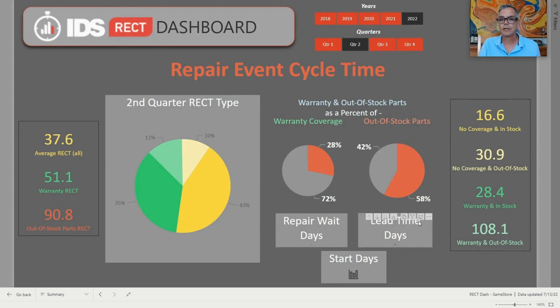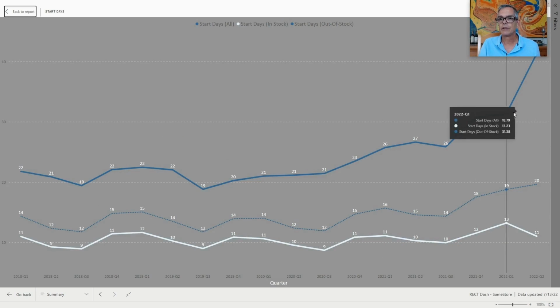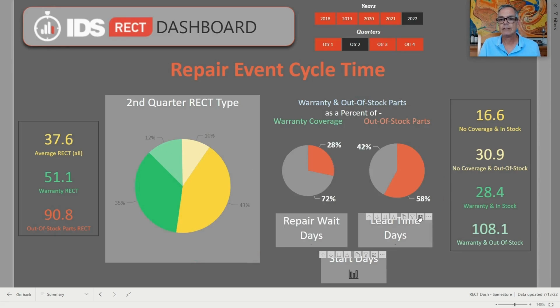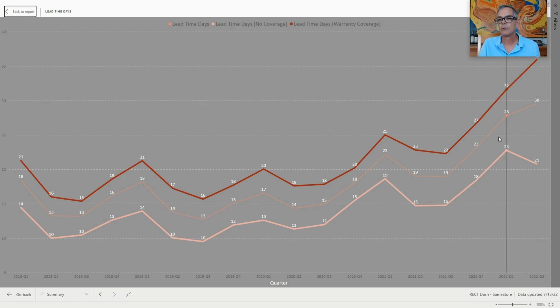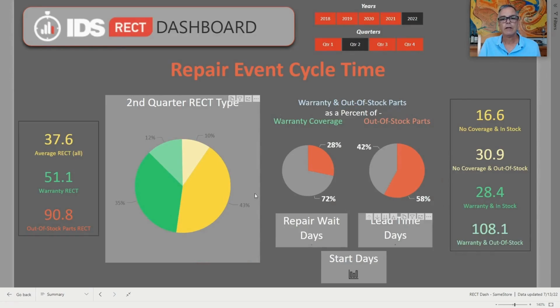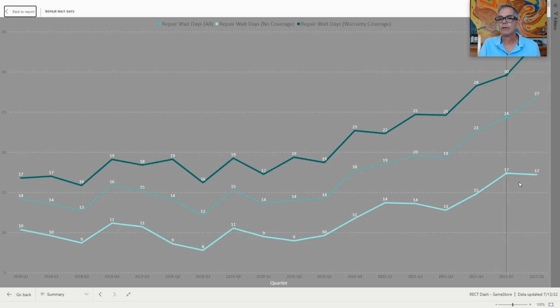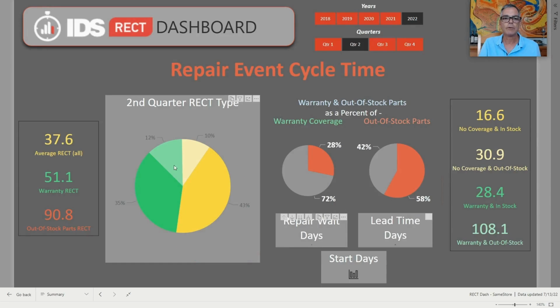Take a look at it, because it's really having an impact on start days when there's both warranty and out of stock parts. Like I said, that's gone way high. Lead time days is really starting to see a separation here, especially in the last couple of months, but that obviously has been causing a 1 to 2 week delay. And repair wait time, that gap is spreading out even more and more. So I think it's fair to say that the overlap, when there's both, it really comes into play on lead time days, repair wait days, and start days.